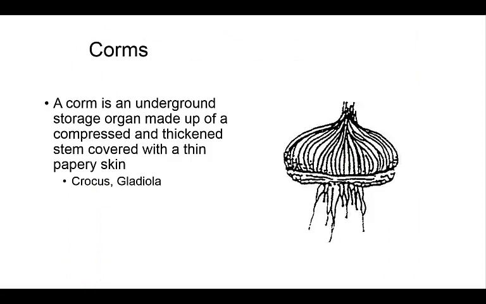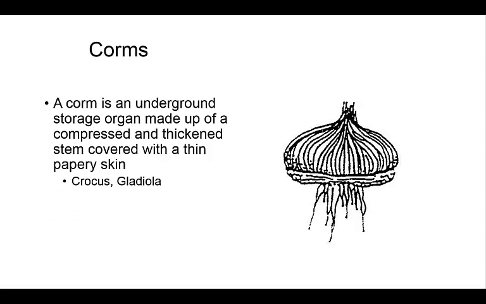A corm, on the other hand, is in some ways similar to bulbs, but it's made up of a compressed and thickened stem piece with a thin papery skin. And the thin papery skin is actually the remnants of the previous year's leaves. So the difference between corms and bulbs is that bulbs store their storage tissue in the leaves of the structure, and corms store it in an elongated, flattened stem instead of in the leaves.